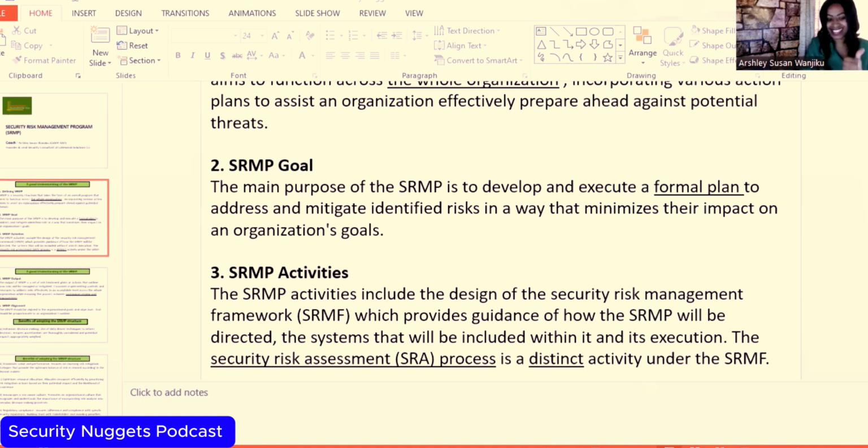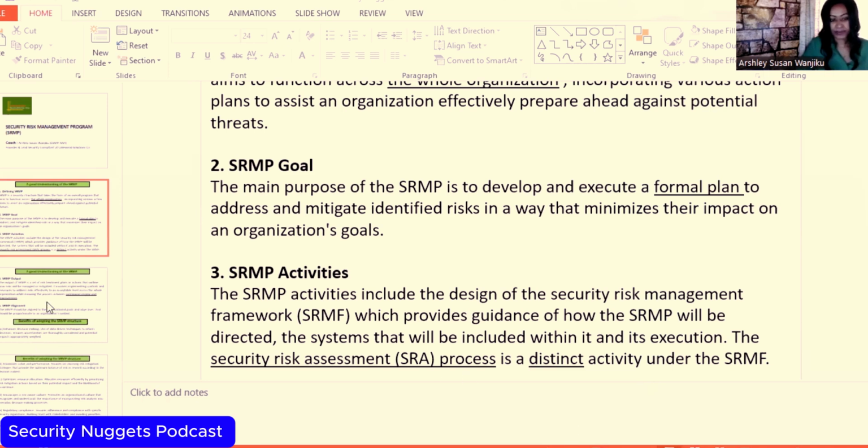Designing the security risk management framework is a very important activity under the security risk management program. The security risk assessment is a critical component as well, but very distinctive, still under the security risk management program. You need to understand where it falls when we talk of the security risk management framework. Don't get confused. By the end of this discussion sequel, you will be able to understand and distinguish between all three so that you can see how to design your own organization's security risk management program.